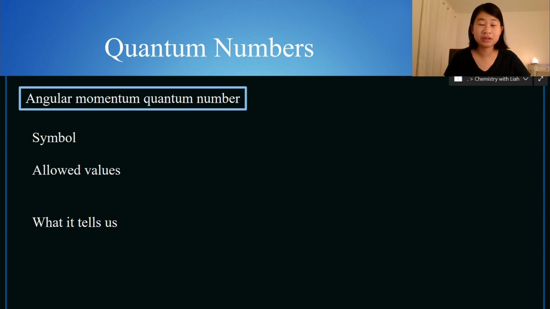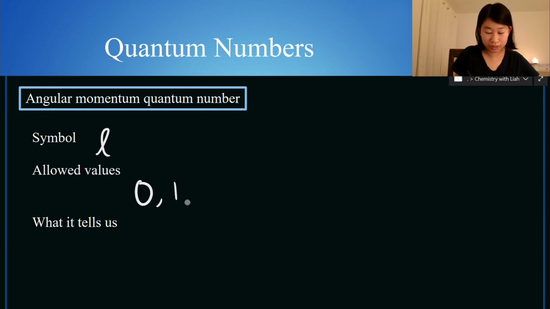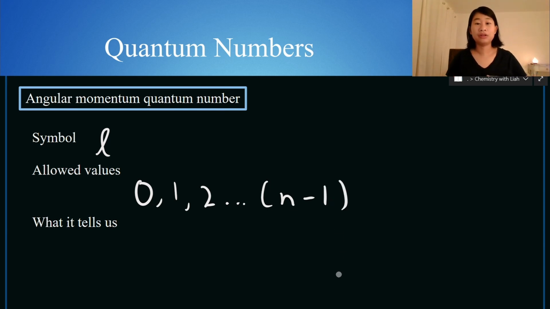Called the angular momentum quantum number. Alright, so first we have its symbol, which is going to be L. Now for allowed values of 0, 1, 2, etc., up to the value of n minus 1. And so allowed values of L depend on knowing the principal quantum number value. Okay, because the maximum L that you can have is n minus 1, so 1 less than your n value.